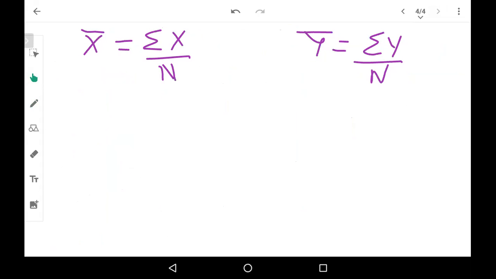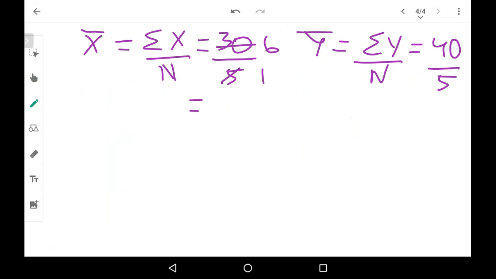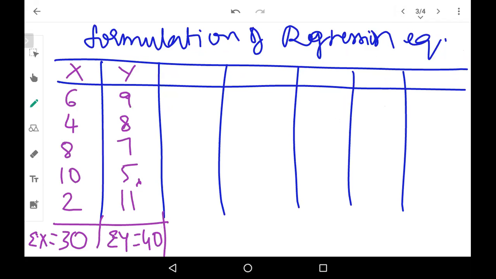Now let us find the actual mean. So sigma x is equal to 30, sigma y is equal to 40, n is 5, here also it is 5. So what is your x bar? X bar will be 5 ones are 5, 6 are, so 6. X bar is 6 and y bar is 5 ones are 5, eights are 40. So y bar is 8. Understood till here? Yes or no?